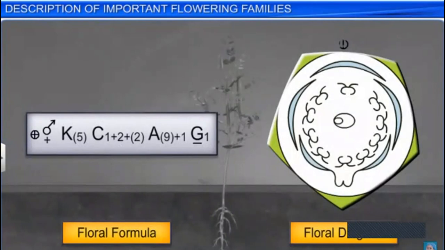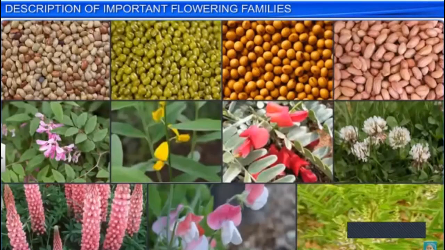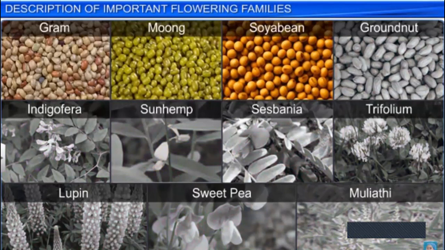The economic importance of plants belonging to the Fabaceae family is also many. Gram, moong, and soya bean are pulses. Soya bean and groundnut produce edible oil. Indigofera is a dye. Sun hemp is a fiber. Sesbania and trifolium are used as fodder. Lupin and sweet pea are ornamental plants. And mulethi is used as a medicine.